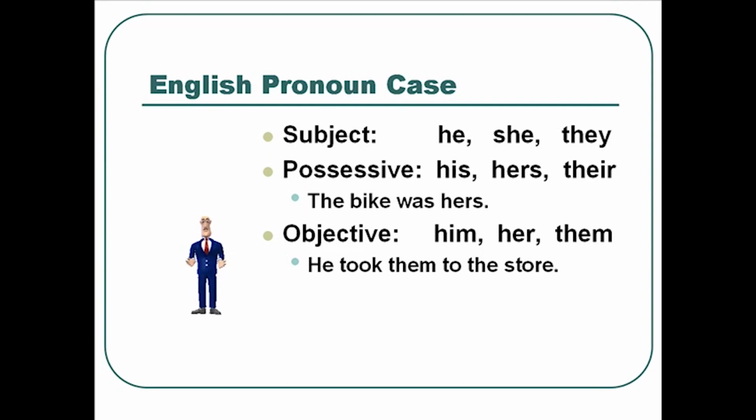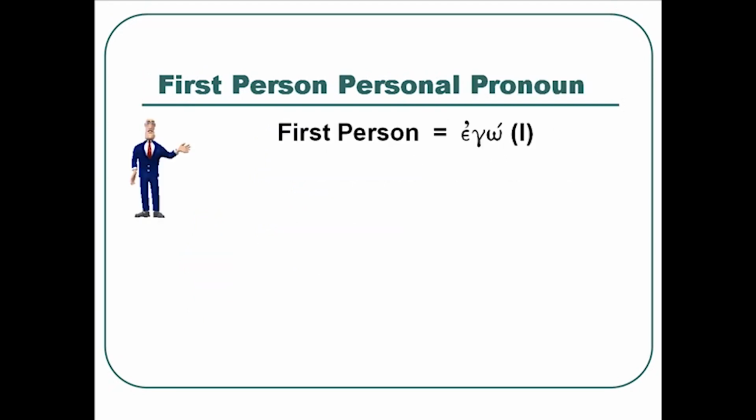So these three types of cases are associated with our English pronouns, and of course Greek will add the dative pronoun as well. To me, to him, to her, to them. You can see using the objective case with the preposition to or for or by with at to trigger the dative. Our first person personal pronoun is ego, from which we get our word ego.